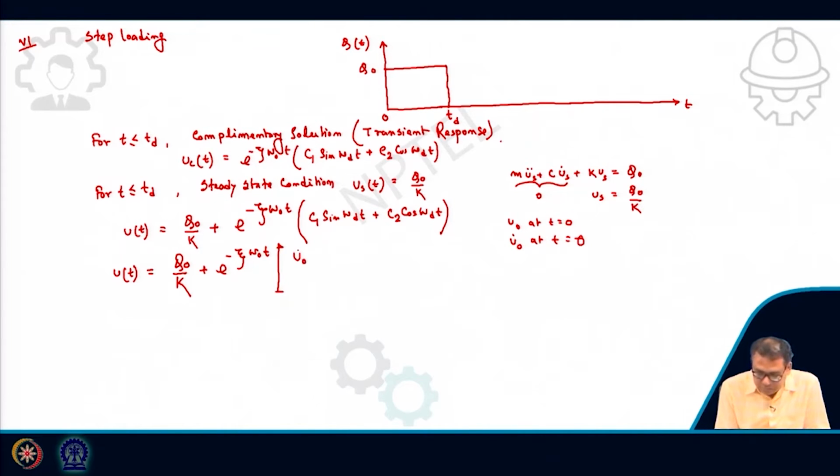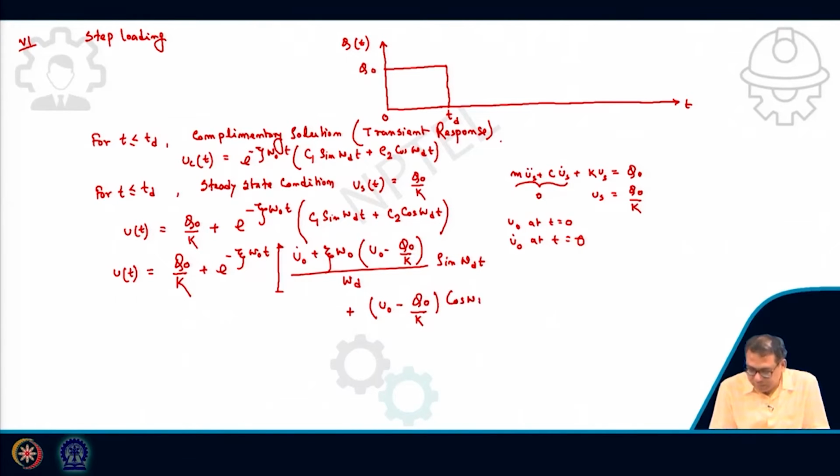So C1 will be u0 dot plus damping ratio omega 0 times (u0 minus Q0 by K) divided by omega d, into sin omega d t, plus (u0 minus Q0 by K) into cos omega d t. Now from where am I getting this?